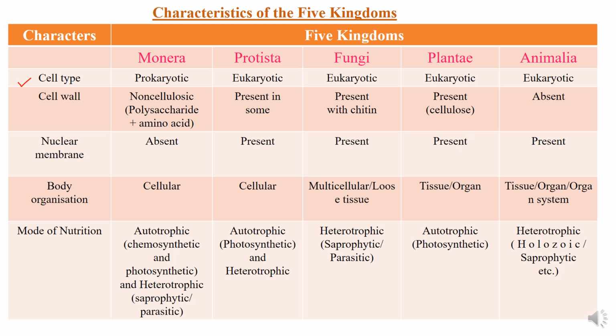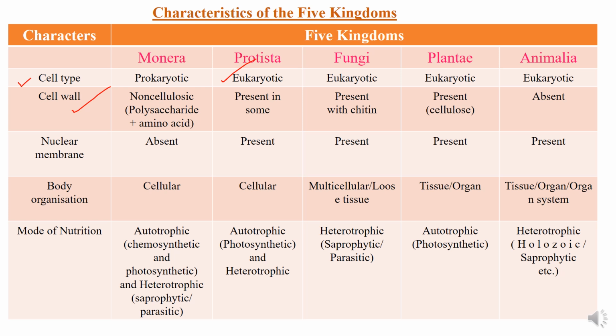But in case of Protista, we have eukaryotic type of cell. Eukaryotic means a true nucleus, which we can find from Protista to Animalia, that is fungi, Plantae and Animalia. Coming to the cell wall, in case of Monera, that is bacteria, it is non-cellulosic because it doesn't have any cellulose; it is polysaccharide plus amino acids.